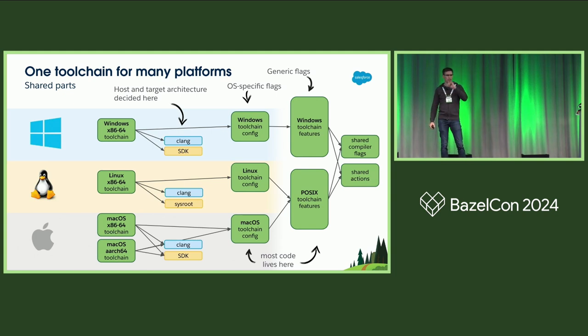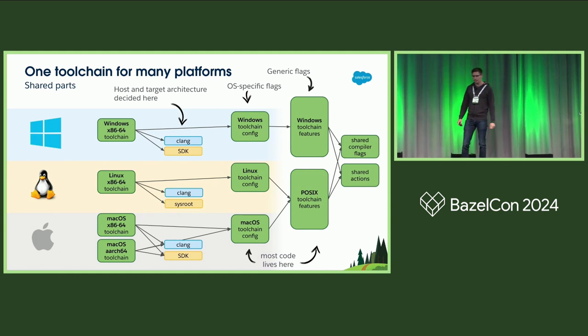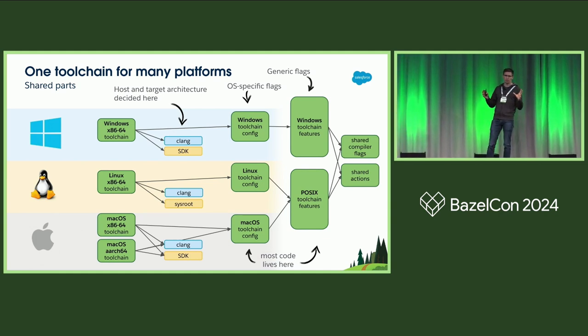OK, so that was about the hermeticity. Let's talk about how we support different operating systems and architectures while trying to share as much code as possible in the toolchain. And the most code that's in a Bazel C++ toolchain config is where the semantic is translated to the compiler flag, so the toolchain features here on the right.